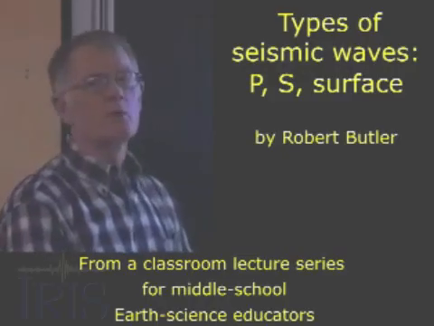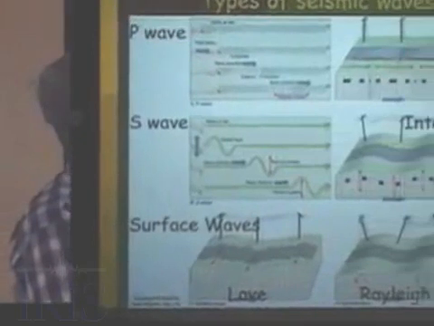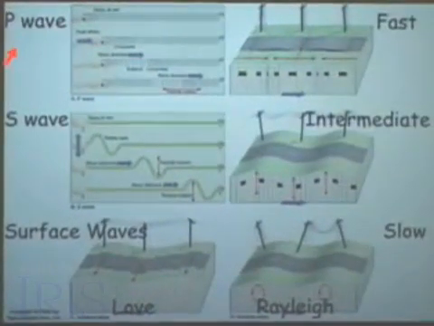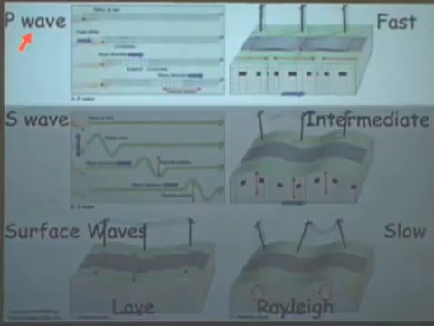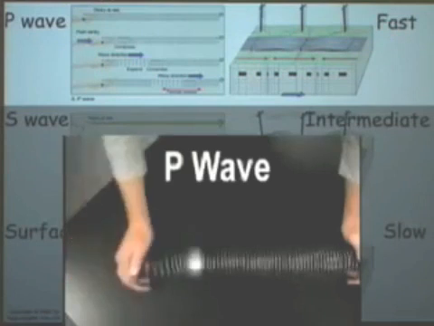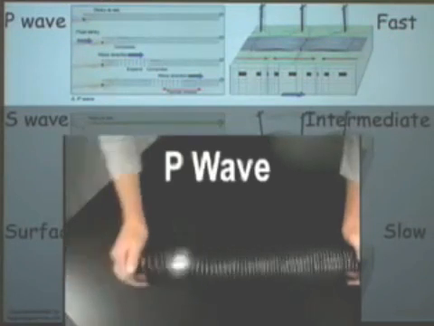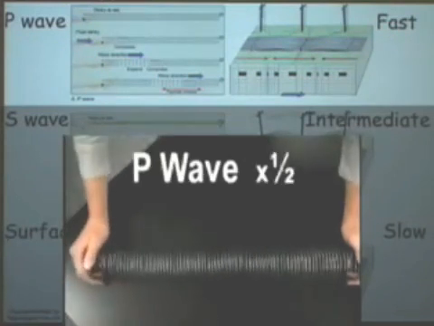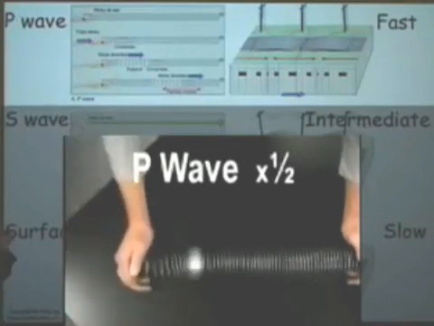Types of seismic waves. There are three kinds of seismic waves: P waves, or pressure waves, sometimes also referred to as primary waves because they're the fastest. You can make these in a slinky, for example, by pushing a compression into the end of the slinky, and it will travel down through the slinky as a series of compressions and expansions.